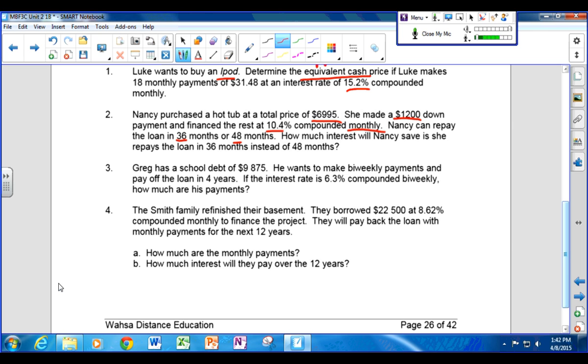The cost, or the A, right, is equal to the R, the payments, times the N, right? The 36 or the 48. Okay, so you're going to work out the cost for both of them. Subtract the total price, and then the difference is the difference in interest. Okay, so yeah, you can work that out.